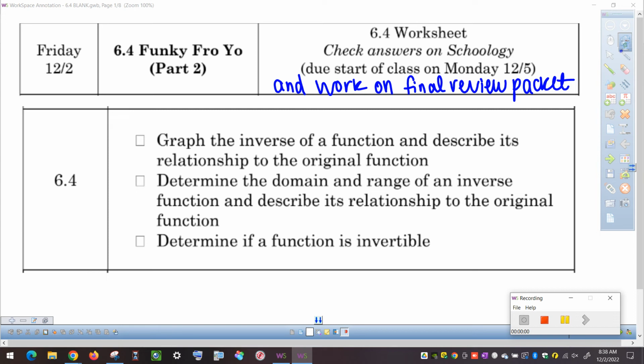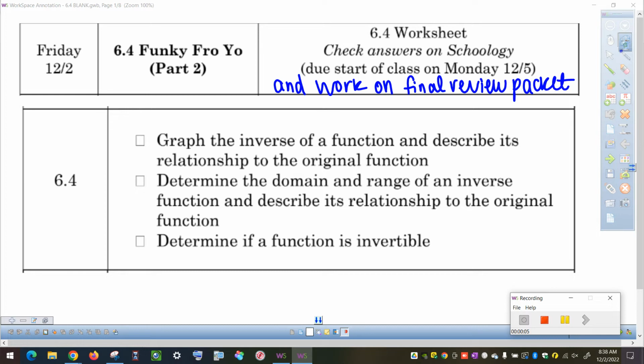Today we're going to graph the inverse of a function and then describe its relationship to the original. We're also going to talk a little bit about the domain and range of an inverse function and how that's related to the domain and range of the original. And the last thing, we're going to determine if a function is invertible. What that means, if it's invertible, that means that we are able to take the inverse.